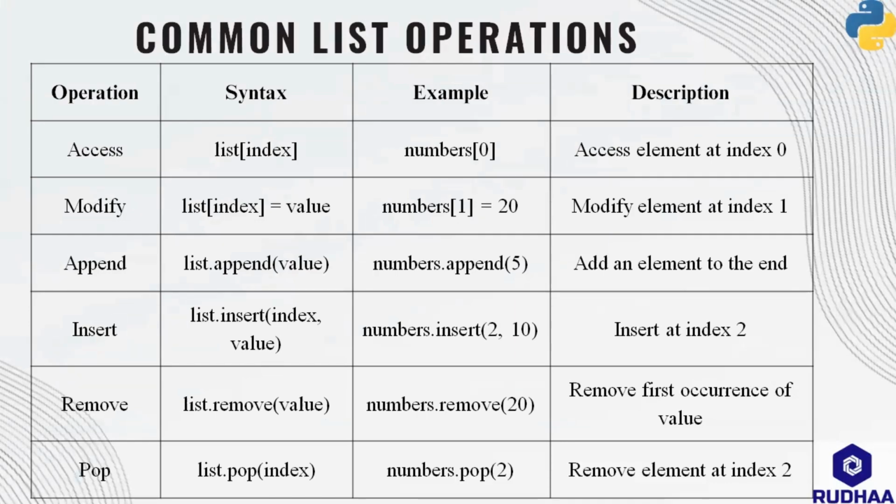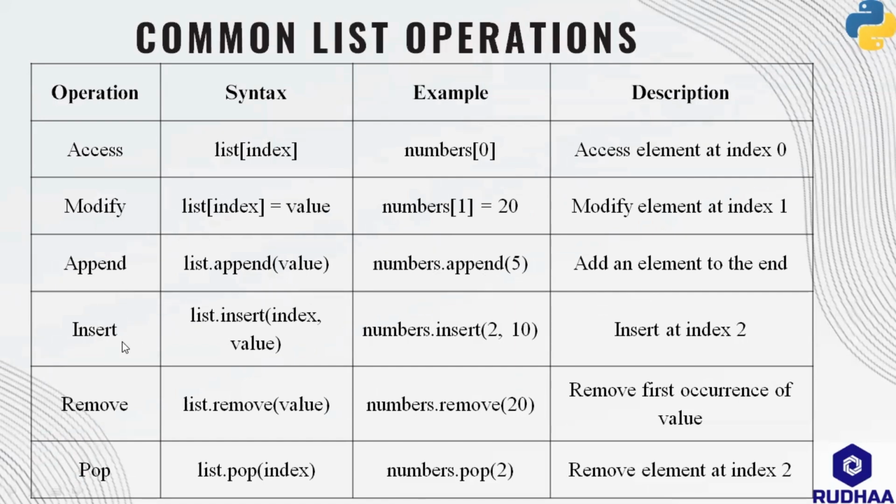Next operation is appending. Appending means adding an element at the end of the list. The syntax is list dot append, and the value you are going to append should be given in the braces. For example, numbers dot append 5. That means it will add the element 5 to the end of the list called numbers. So this is called appending.